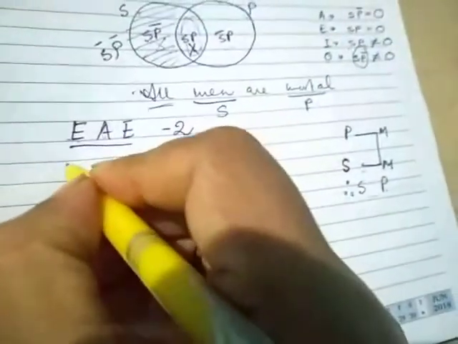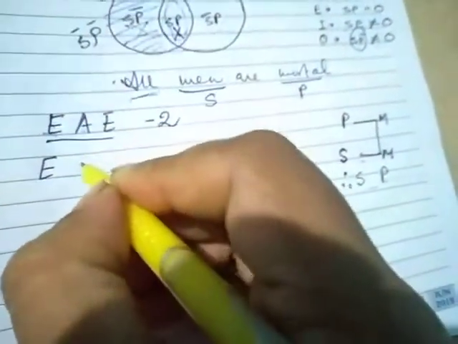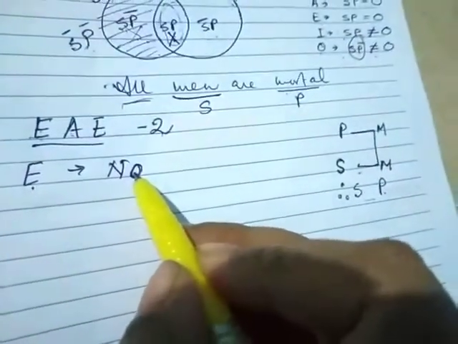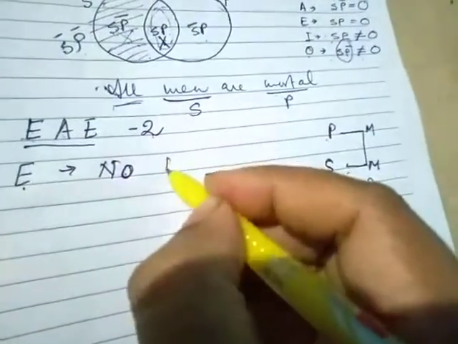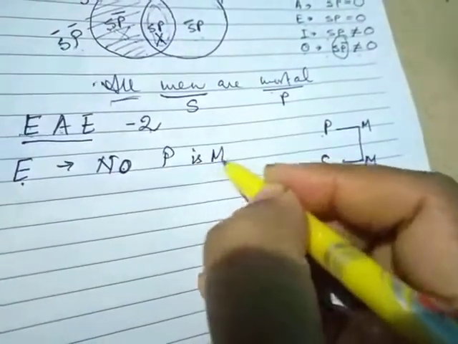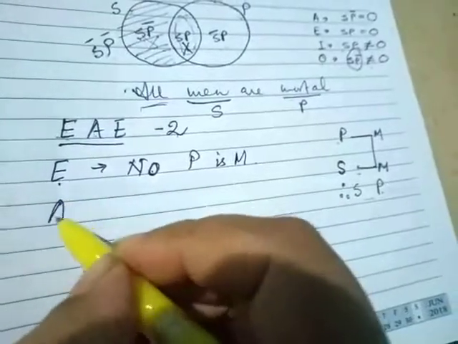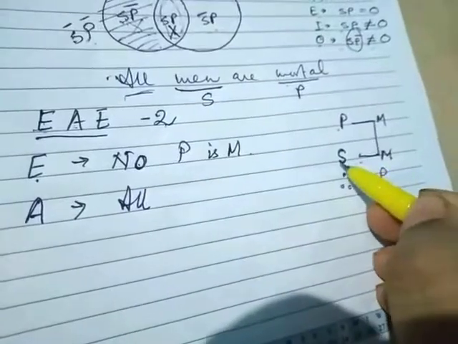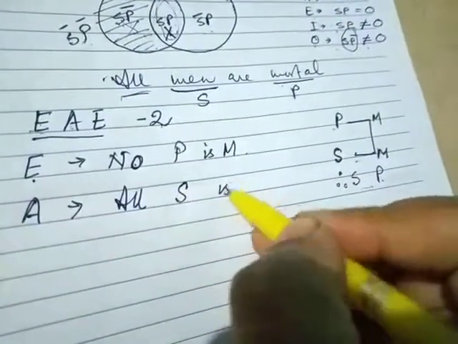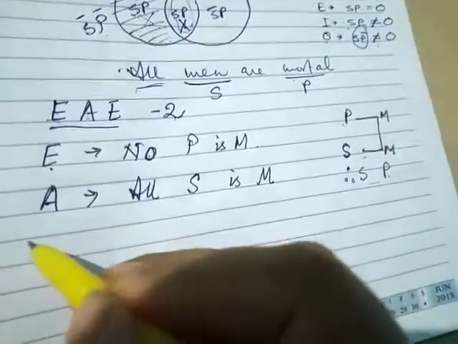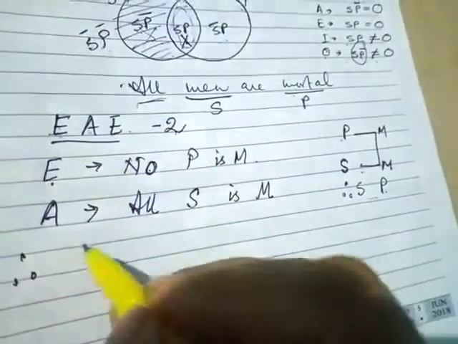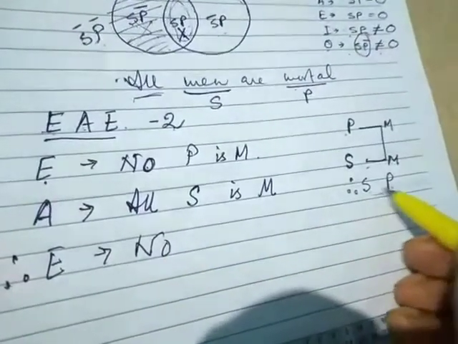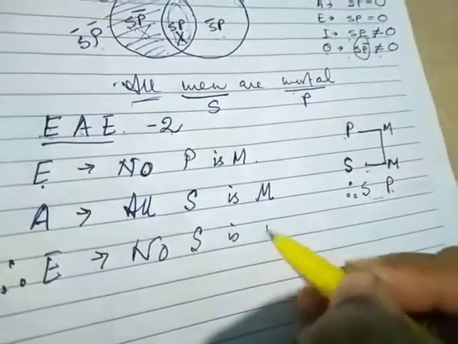The first one is an E proposition, which starts with no, and the first line is PM: no P is M. The second one is an A proposition, which starts with all, and the second line is SM: all S is M. The third line is the conclusion, again an E proposition, which starts with no, and it is SP: no S is P.